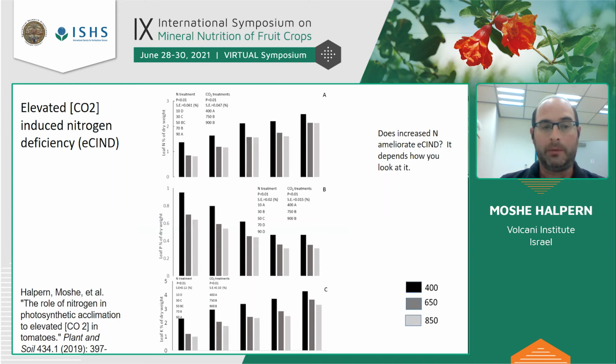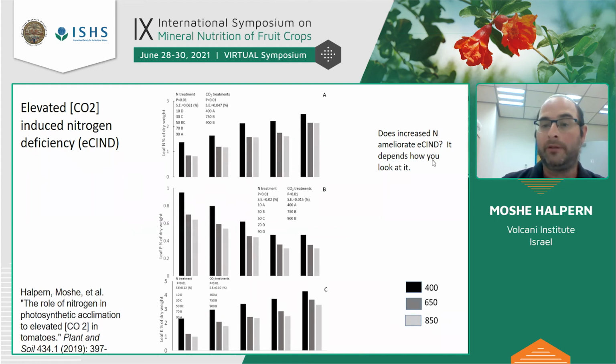Okay, next thing I want to talk about is elevated CO2 induced nitrogen deficiency. If you look at the top graph over here, whenever you grow plants in elevated carbon dioxide, here are my tomato plants, you end up with leaves that have less nitrogen in them. Their percentage of nitrogen within the leaves is smaller.